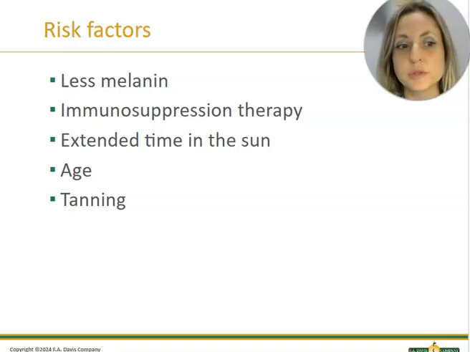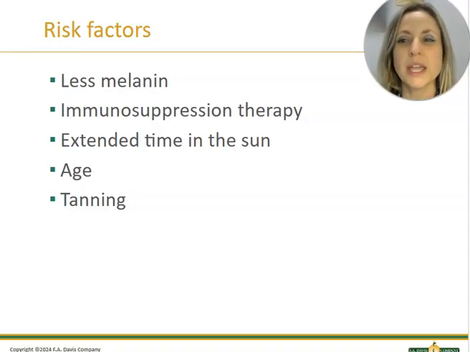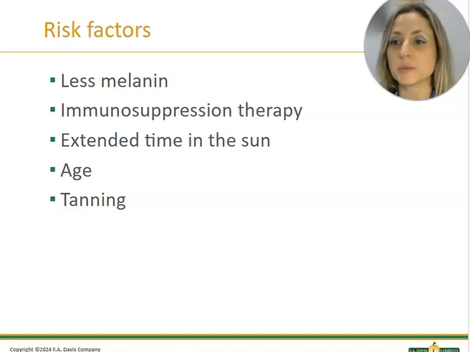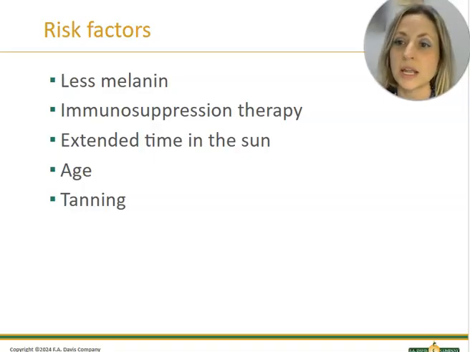Anyone who's on immunosuppression therapy, so people with autoimmune disorders, for example, or maybe somebody that is receiving chemotherapy. Extended time in the sun, that's why I said we're all kind of probably at risk around here. We live close to the beach, we spend a lot of time outside. Age is a risk factor, so the incidence increases with aging. And anyone who tans, that can include tanning beds or tanning outside.